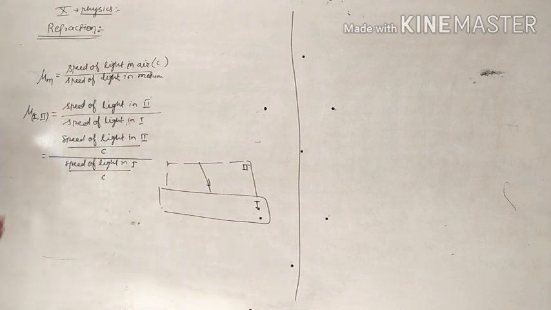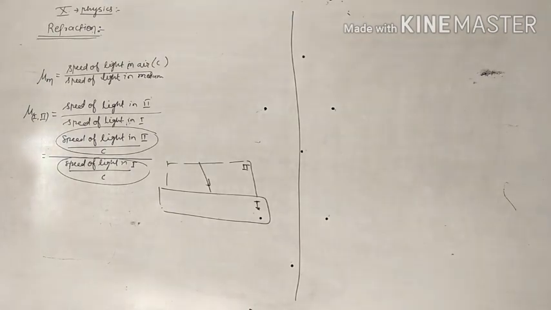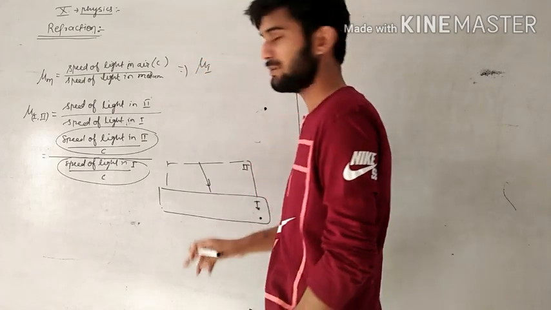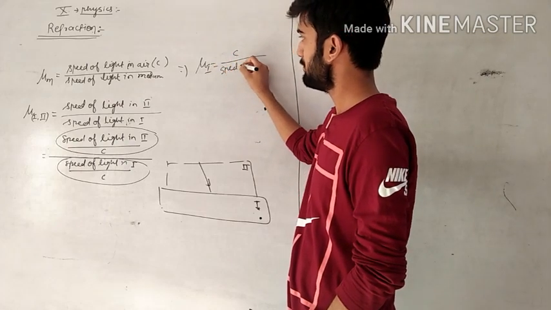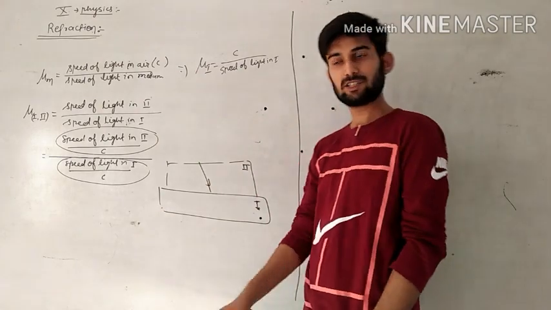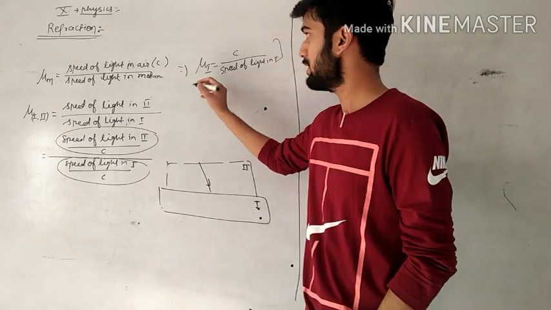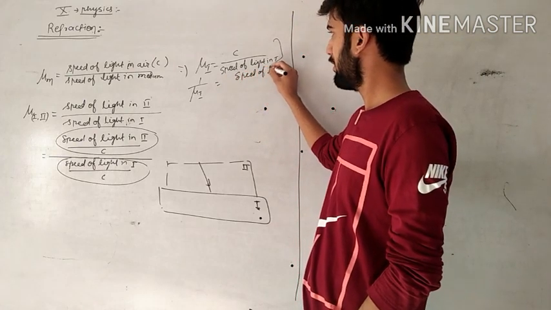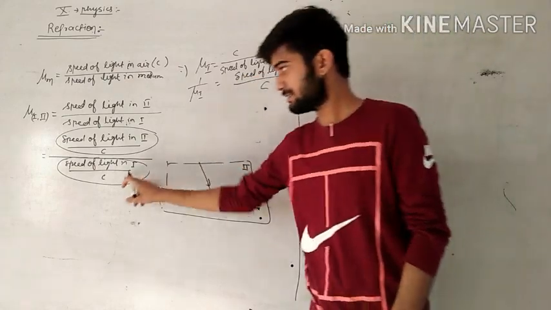Next, if we focus on the numerator part and the denominator part, consider this one. If you find the refractive index of the first medium with respect to air, that is the absolute refractive index, what will you write here? That means c upon the speed of light in 1, that is the absolute refractive index of the first medium, mu 1. If we invert both sides of this equation, we get 1 upon mu 1 equals the speed of light in 1 upon c, and these two are the same.